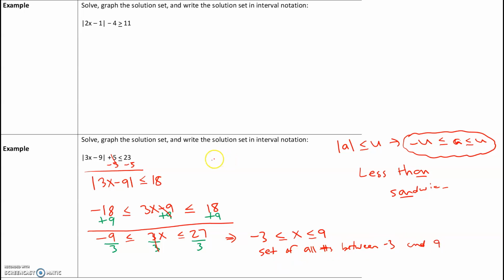So when we graph this, here's what our graph looks like. On one side, we have a negative 3, and that's going to be in a bracket because we have a less than or equal to. On the other side, we have a positive 9, and x is sandwiched in between. So our solution set is going to be the set of all values that are in between negative 3 and positive 9.